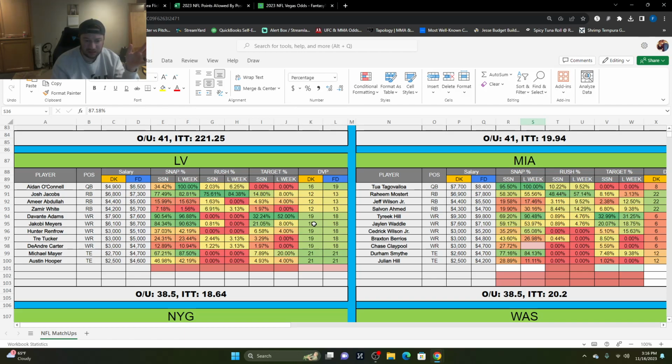Was it Monday night? I think it was, or Sunday night, one of the primetime games. He was the first touchdown there. The majority of the primetime games have been terrible. But yeah, I would look at Meyer here. It would be a tournament play. It wouldn't be cash for sure. So O'Connell, Jacobs, Devontae Adams, maybe a little bit of Jacoby Myers, maybe a little bit of Michael Meyer here.